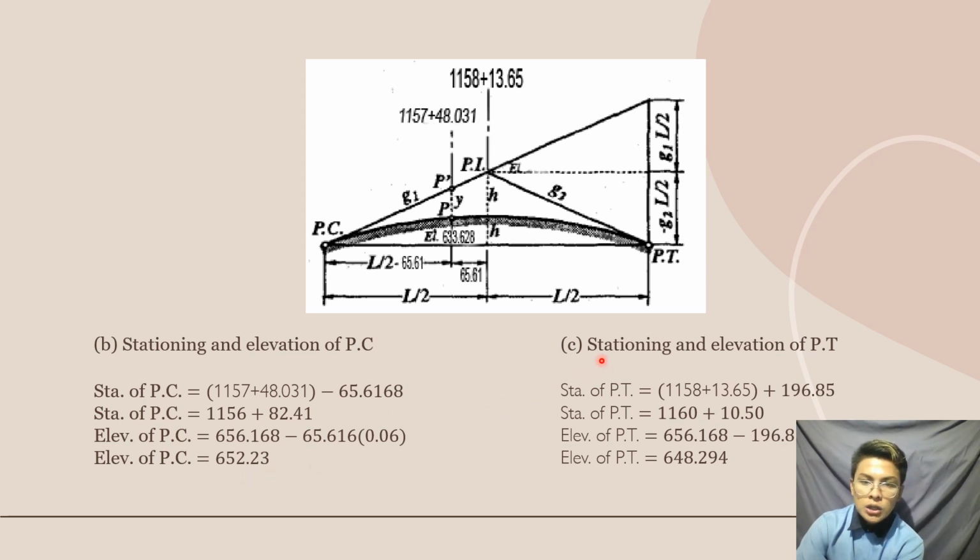And next is the station and elevation of PT. So we must first get the PT: 1158 plus 13.65 plus 196.85 is equal to 1160 plus 10.50. Next is the elevation of PT, which gives us 656.168 minus 196.85, which gives us the value of the elevation of PT equal to 648.294.